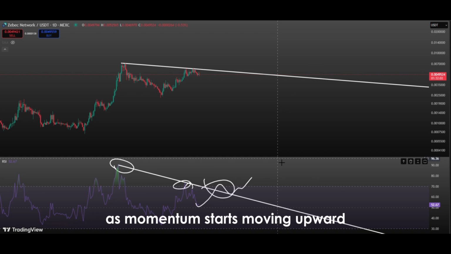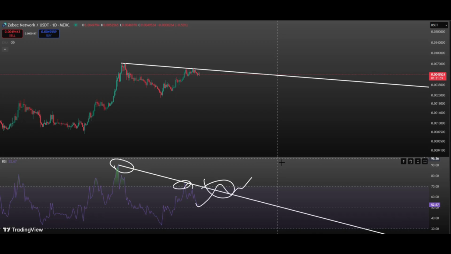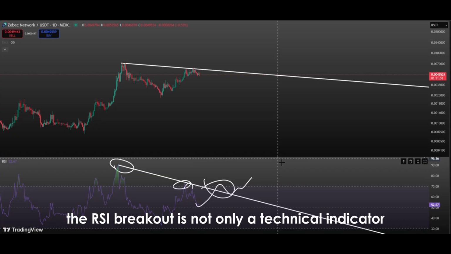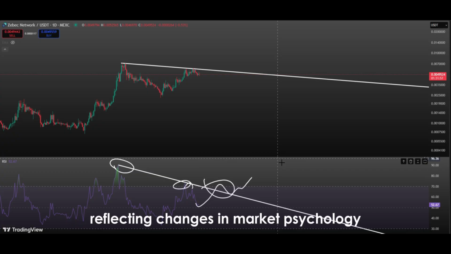Breaking the RSI downtrend also triggers a positive feedback mechanism in price movements. As momentum starts moving upward, buyers buy, prices rise, and the RSI strengthens further. This process is reinforced by the positive cycle between price and RSI and can support the continuation of the upward trend. Therefore, the RSI breakout is not only a technical indicator, but also an important signal reflecting changes in market psychology and investor behavior.